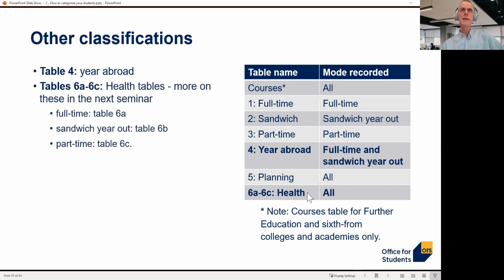And then the others, which I've highlighted here, are what we refer to as the health tables, columns 6A, 6B, and 6C. And these record students on nursing, midwifery, and allied health profession courses. And we'll have more of these in the next webinar. But as you can see, they've got counterparts to tables 1, 2, and 3, in as much as you've got full-time, sandwich year out, and part-time.